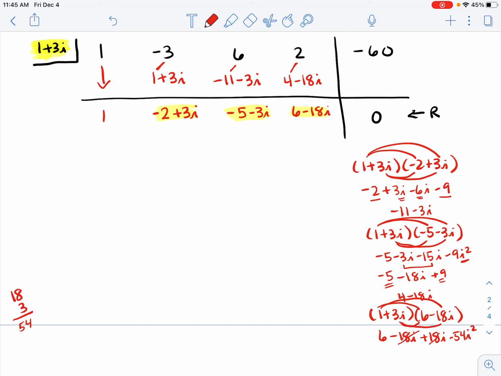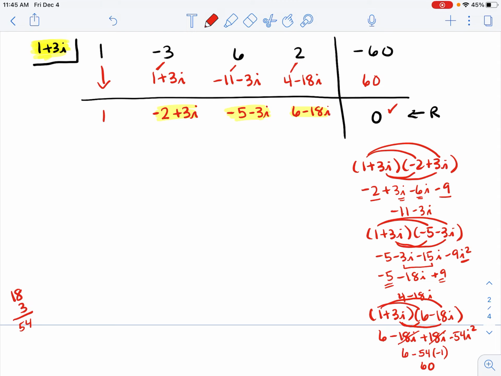Look, these guys cancel out, right? And then you're left with 6 minus 54 times i squared, which is really negative 1. So you guys, this really equals 6 plus 54, which is 60. Now look, that is great news because negative 60 plus 60 is 0. So now you can kind of take a deep breath and go, oh my gosh, I did it right.